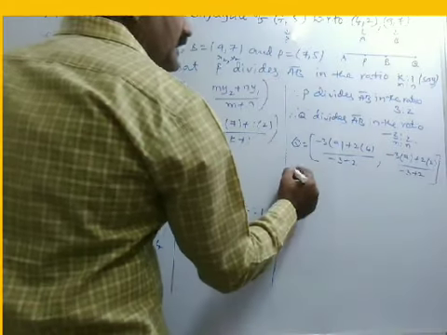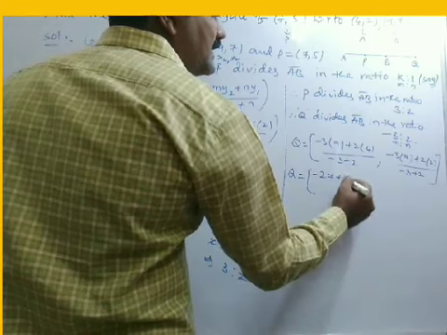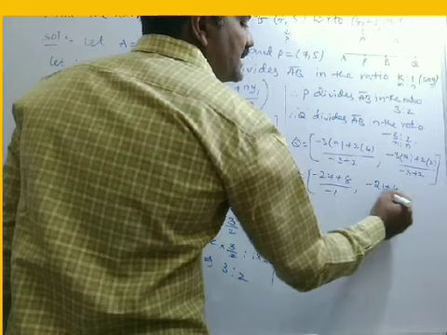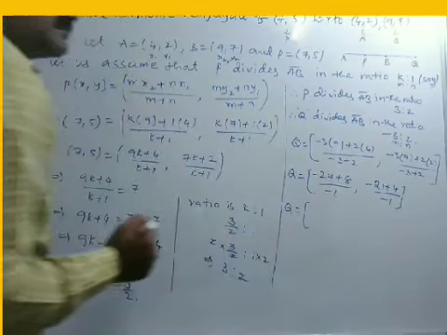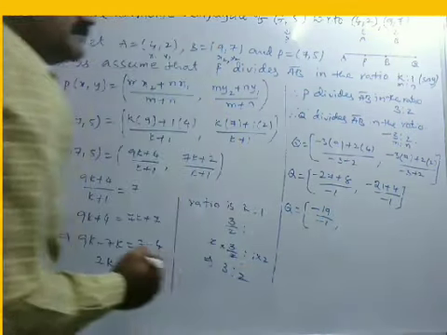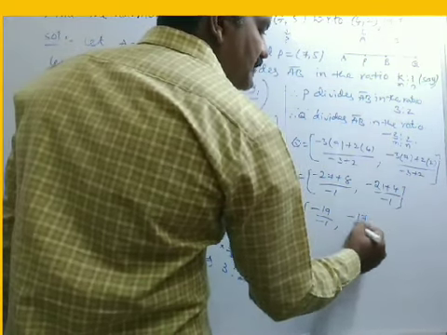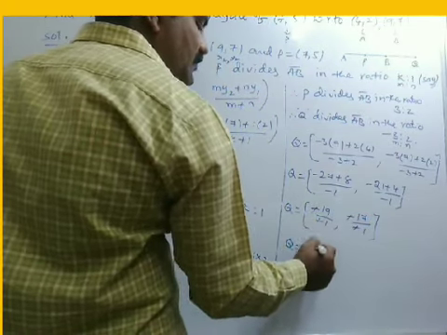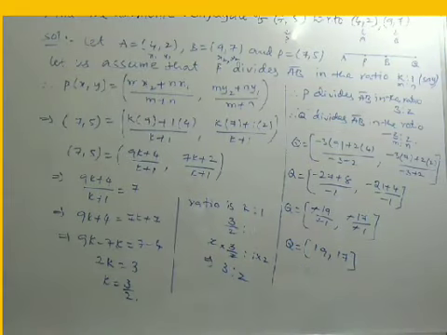Since I want to find the coordinates of Q, let us simplify. Minus 27 plus 8 by minus 1, comma, minus 21 plus 4 by minus 1. Hence Q is equal to minus 19 by minus 1, and coming to this, minus 17 by minus 1. So the signs are getting cancelled, hence Q is equal to 19 comma 17.